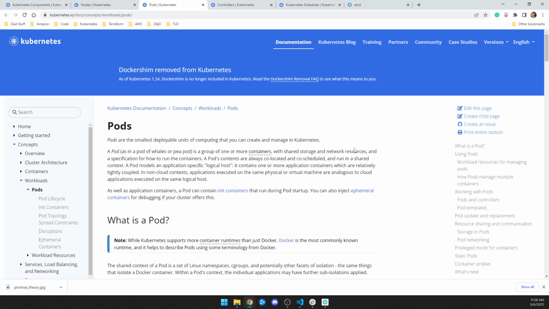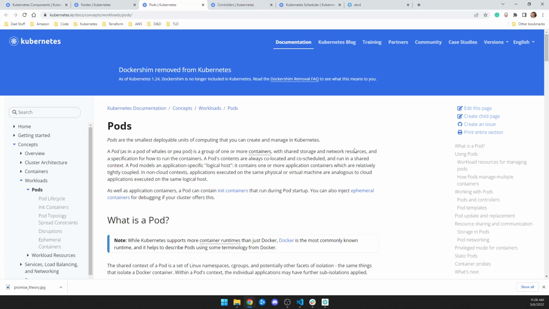In a non-cloud context, applications executed on the same physical or virtual machine are analogous to cloud applications executed on the same logical host. As well as app containers, a pod can contain init containers that run during pod startup, and you can inject ephemeral containers for debugging if your clusters have that.